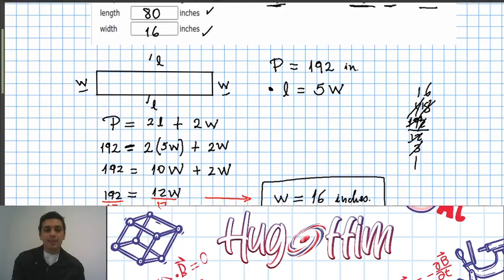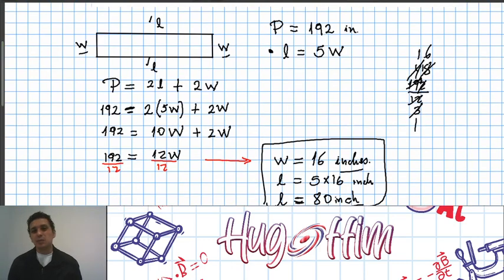Okay? And this is how you solve problems with this type of equations. When you have perimeter, just formulate the perimeter, try to find the relations or the constraints between the variables, and then solve. And this is it. Just remember how important it is to solve equations, and how important it is to know how to model situations using equations.